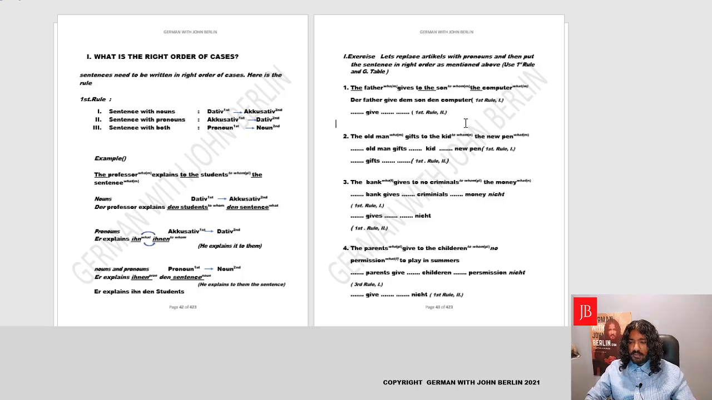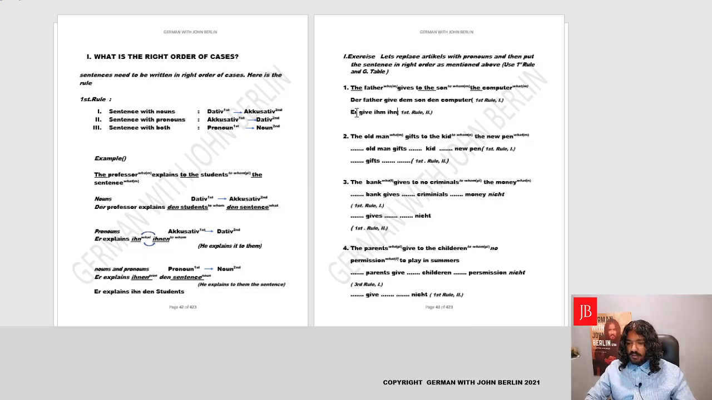Yeah. Now we can even change these nouns into pronouns. How? We look at the article der. From there we get the father. We could simply write er. He gives dem Sohn. Yes, dem Sohn is again to the son. We look at dem. Instead of dem Sohn, we'll write ihm. Now, what? Den Computer. Now, we look at den, and instead of den, it's accusative. We'll go accusative, find den, and replace it with ihn.